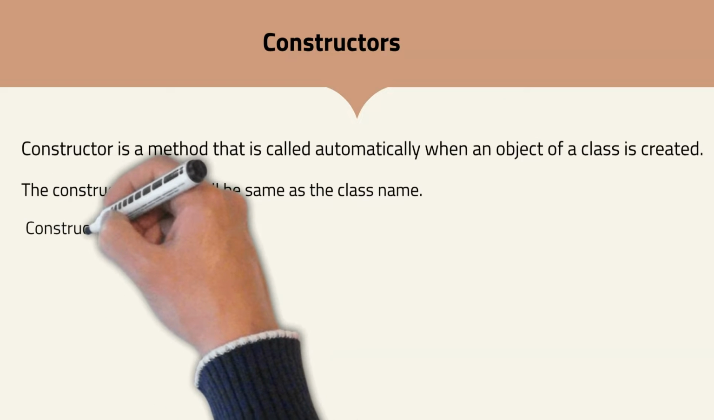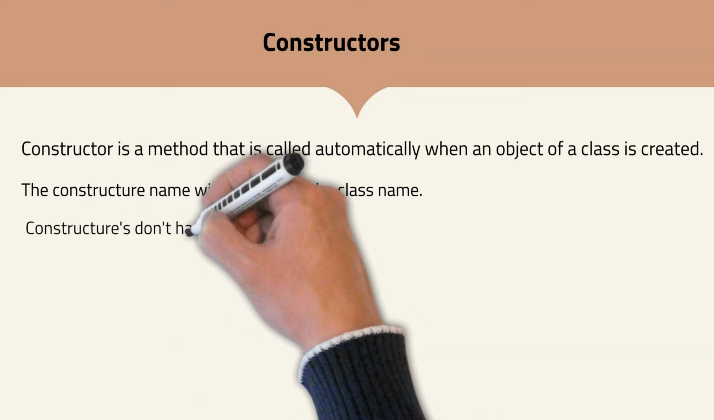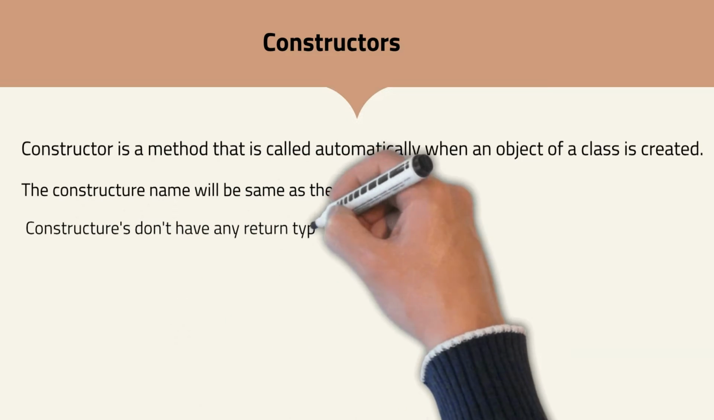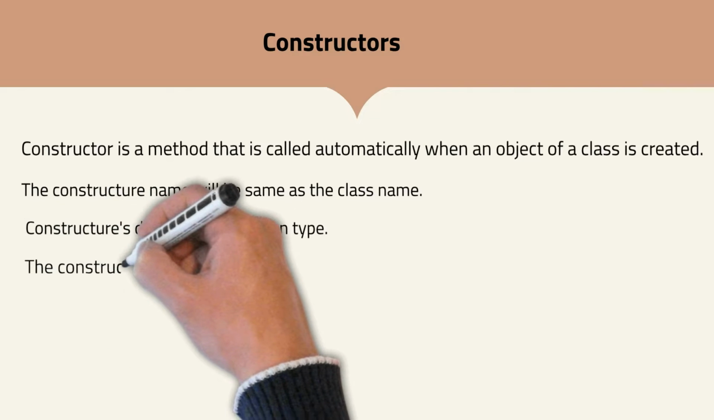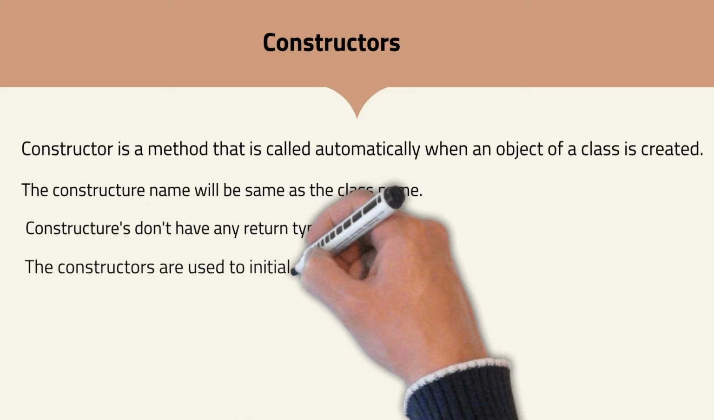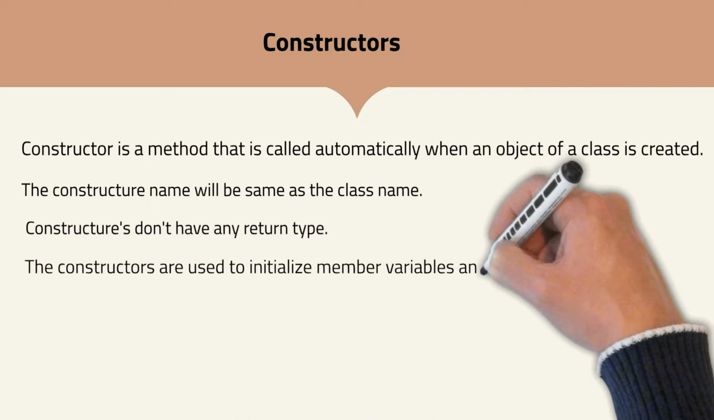For constructors, we don't need to specify any return type. Whereas for functions, which we had discussed in a separate video, we need to specify a return type, or void if no return type. It allows the class to initialize member variables and allocate memory to them.